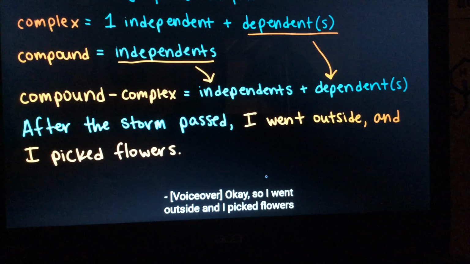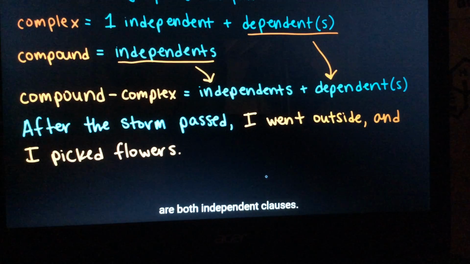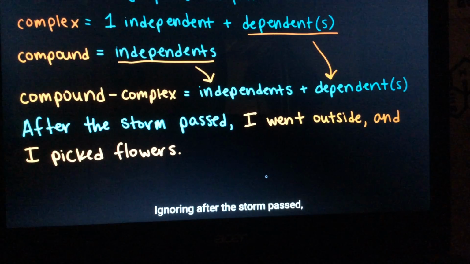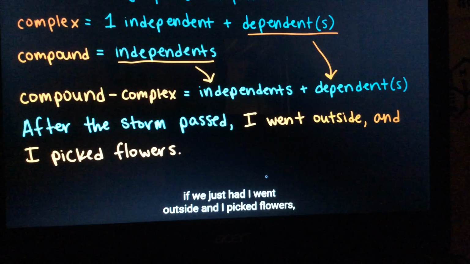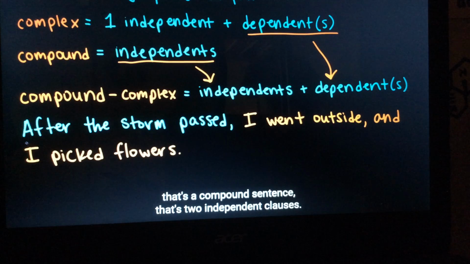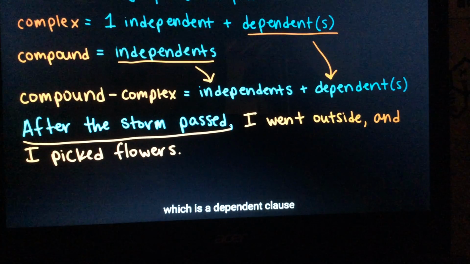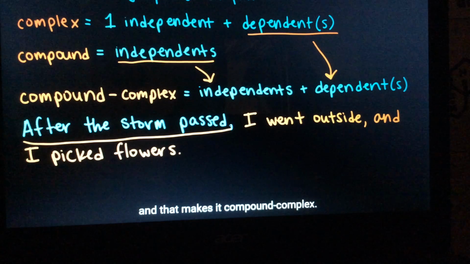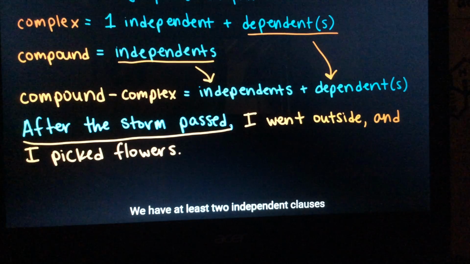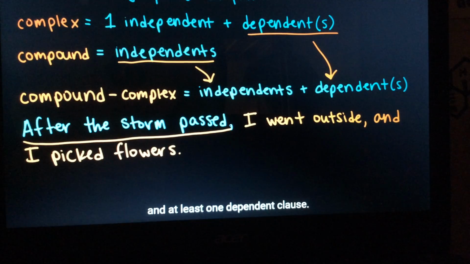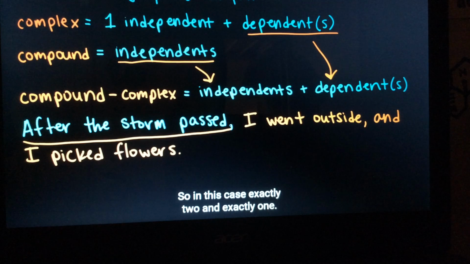Okay, so I went outside and I picked flowers are both independent clauses. Ignoring after the storm passed, if we just had I went outside and I picked flowers, that's a compound sentence. That's two independent clauses. So then we add after the storm passed, which is a dependent clause, and that makes it compound complex. We have at least two independent clauses and at least one dependent clause. So in this case, exactly two and exactly one.